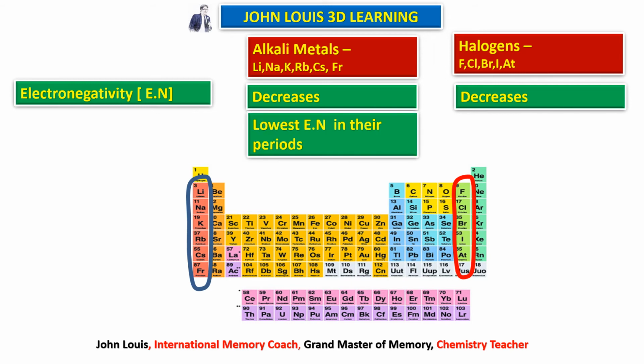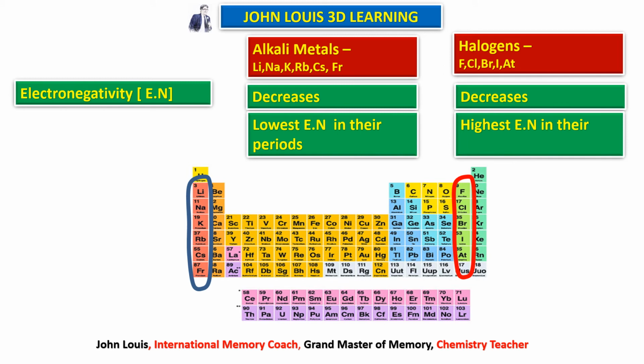And the lowest electronegativity in their periods: like electron affinity, electronegativity also will be the lowest for alkali metals in that particular period. And what about the halogens? They will have the highest electronegativity in their respective periods.